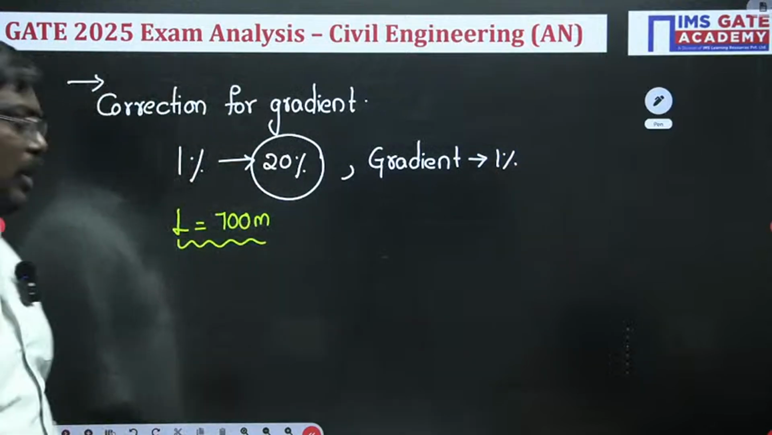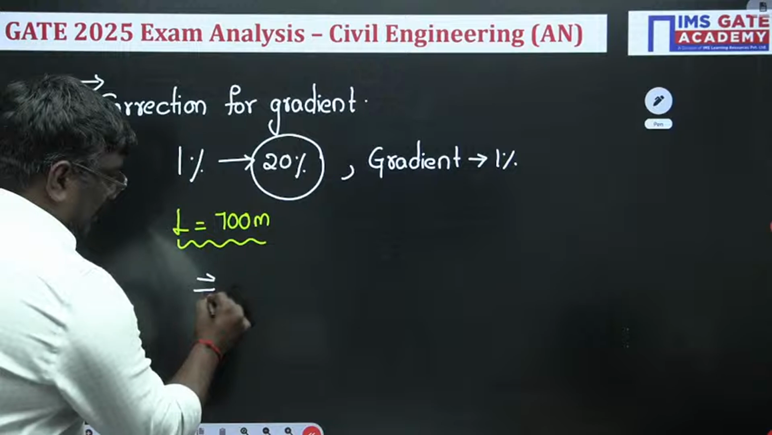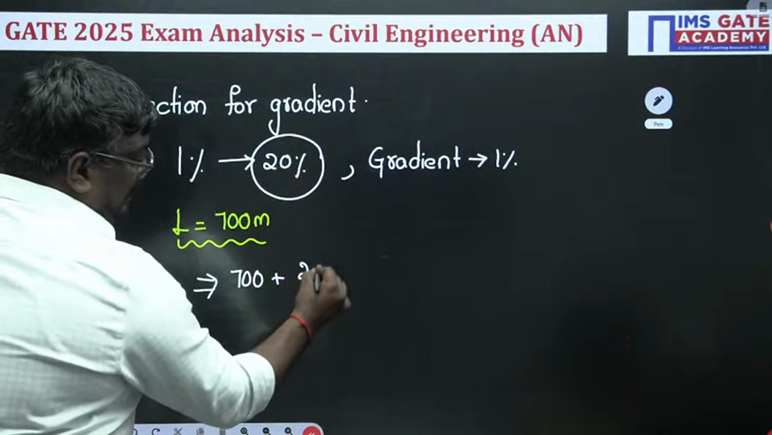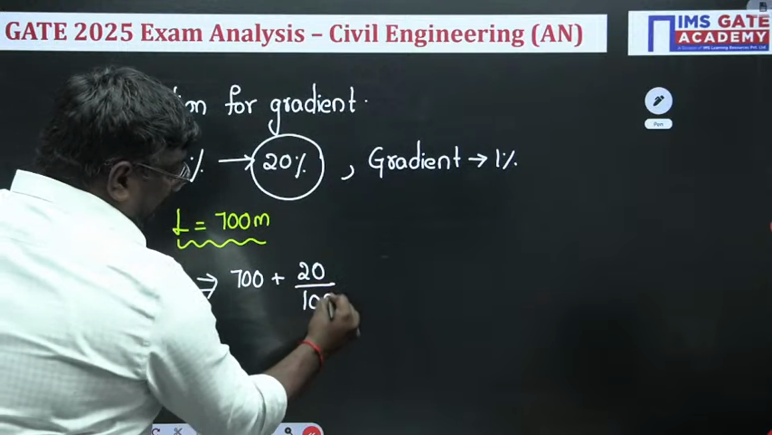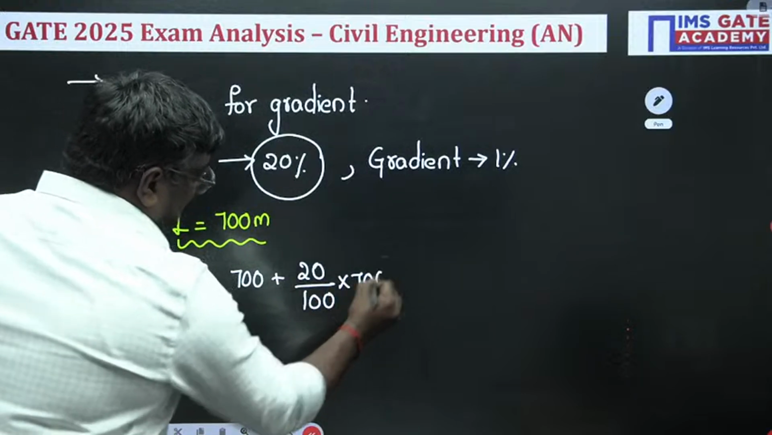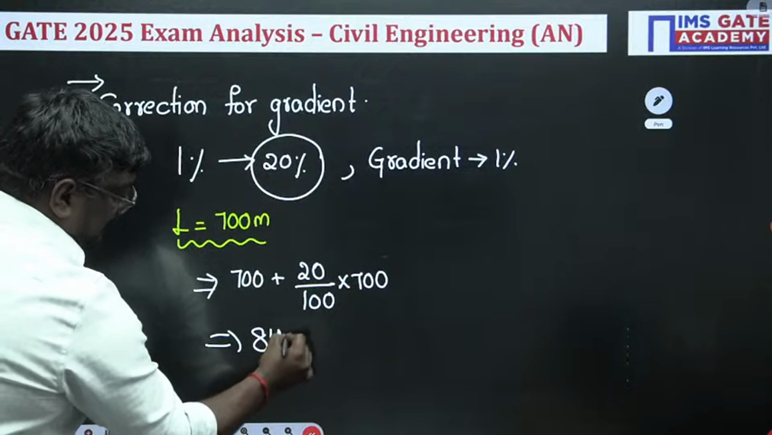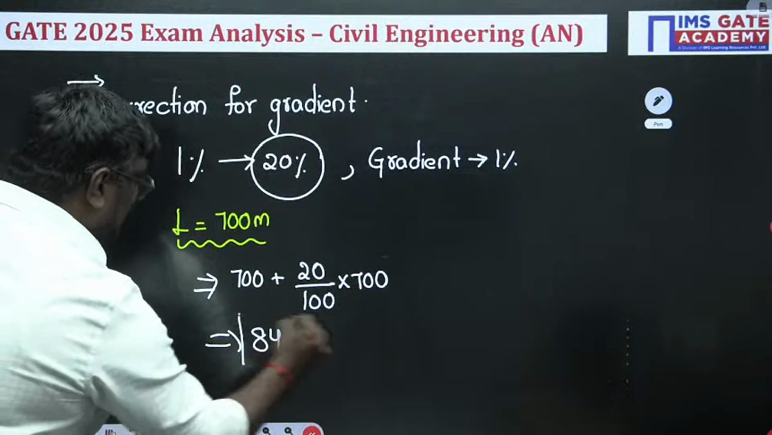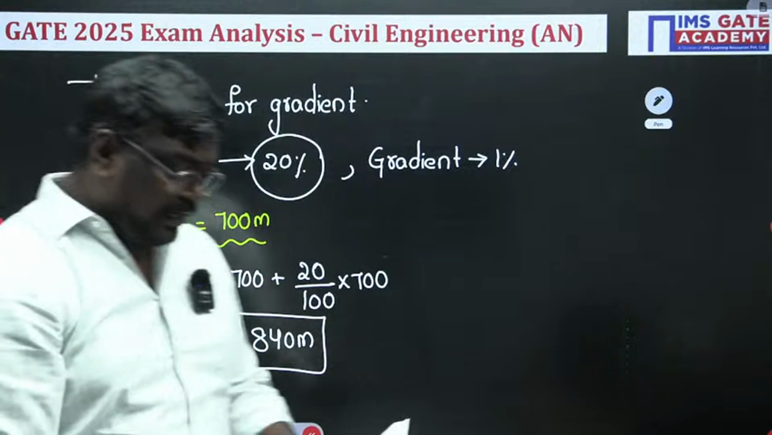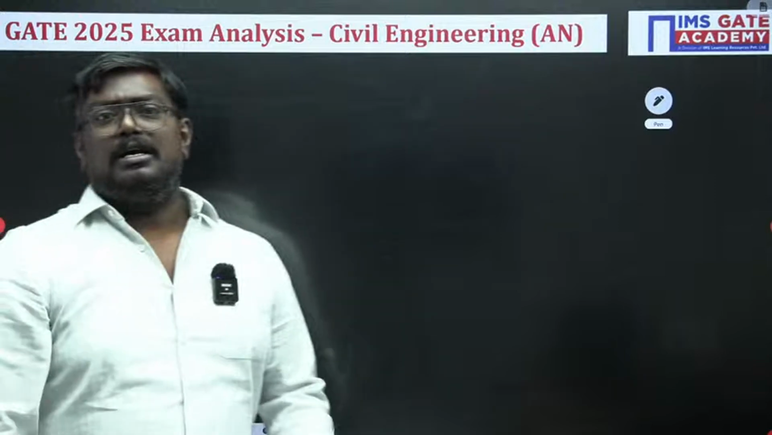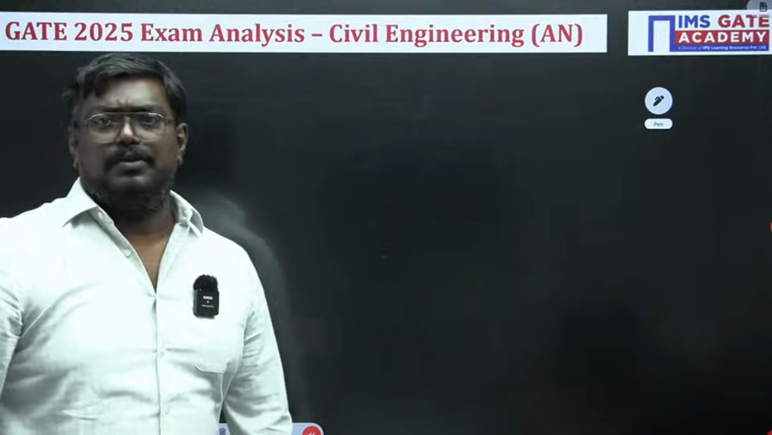So here what you have to do? Simply you have to multiply 700 plus 20% means 20 by 100 into whatever the amount, that is 700. So this is equal to, 100 cancel, it is 140. So length is equal to 840 meter. So this is the simple formula for correction for airport.